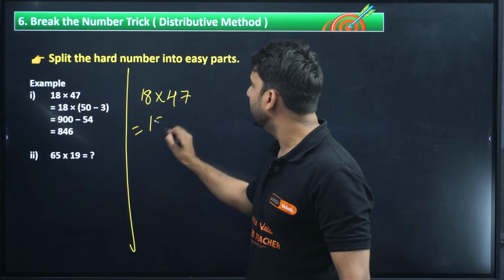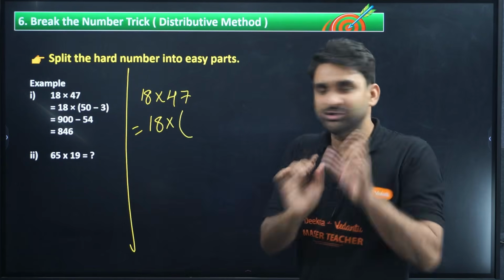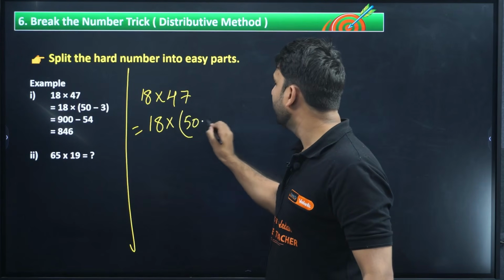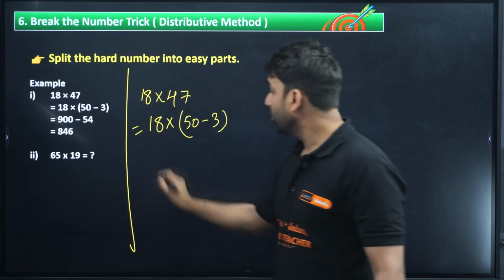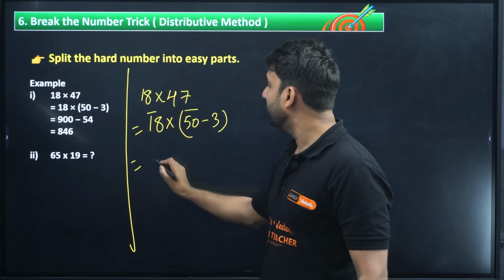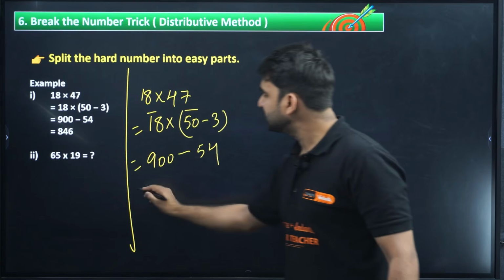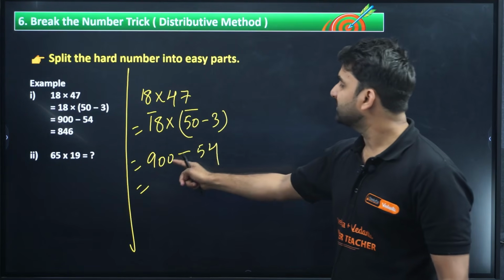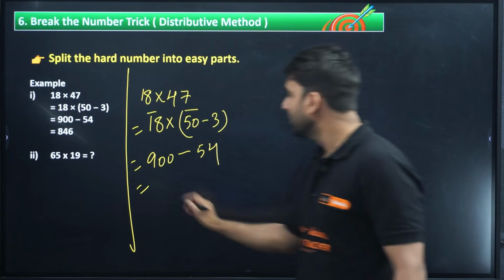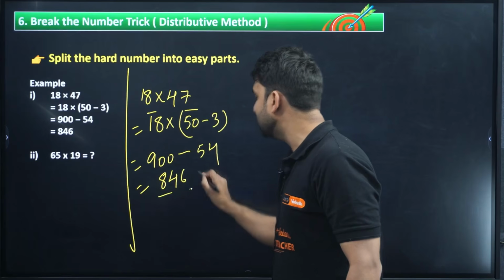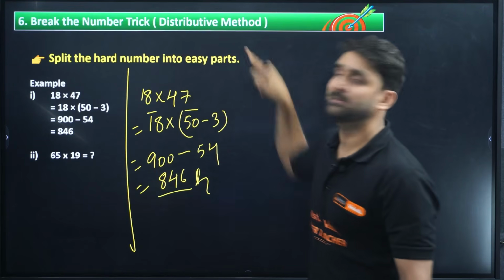You can split any number to the nearest zero. So 47 can be written as 50 minus 3. Now look, 18 into 50 would be what? 900, and 18 into 3, 54. Now we can subtract the numbers easily. So 900 minus 54, 846 would be the answer. So this is called the break the number trick.